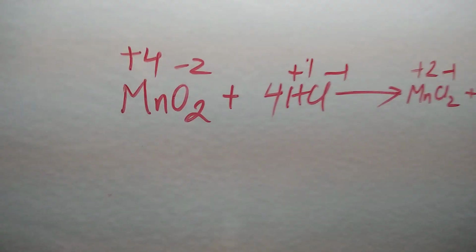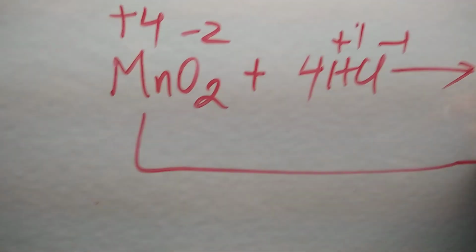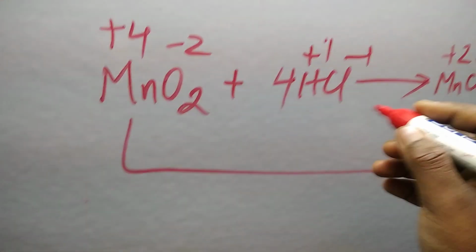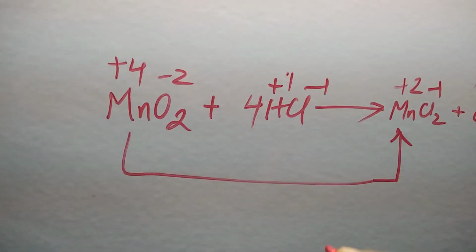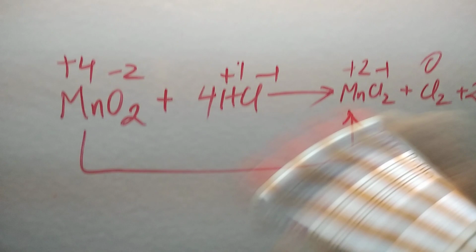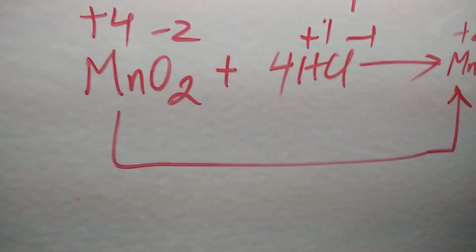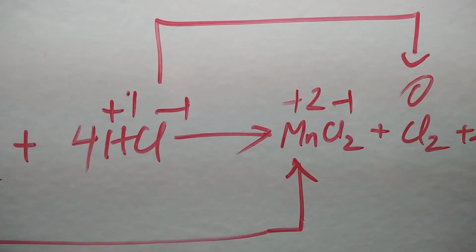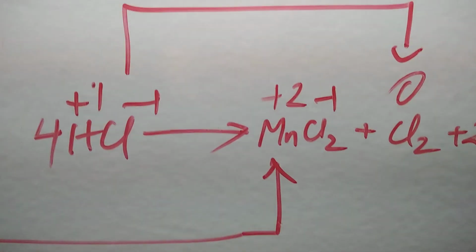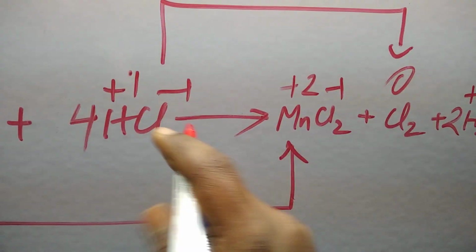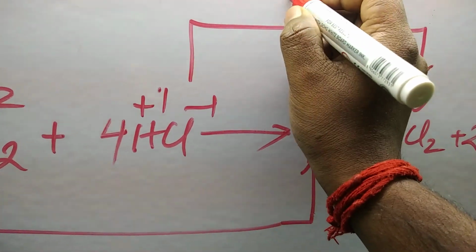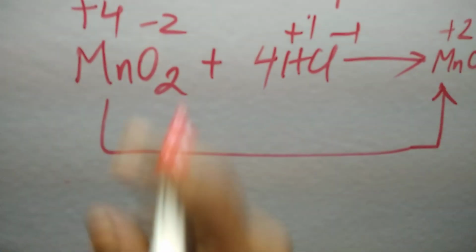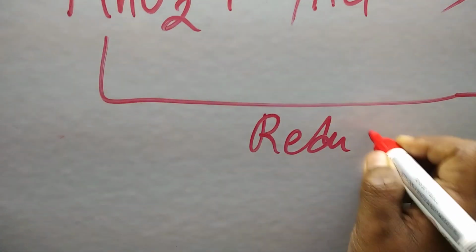Now let's check it out. MnO2 becomes MnCl2, that is plus 4 to plus 2, and yes, oxygen gets cancelled out, and hydrogen also. Here we will take the Cl, where the chlorine's oxidation number is changing, we will take that one. So here minus 1 to 0, it is increasing, that is oxidation. And here it is decreasing, plus 4 to plus 2, reducing, that means reduction.